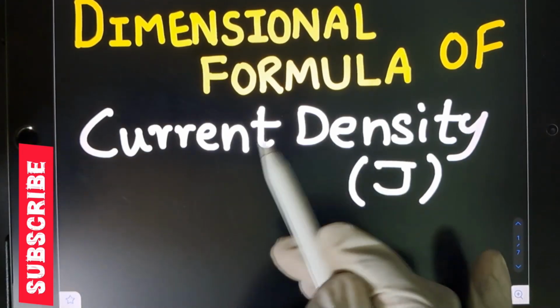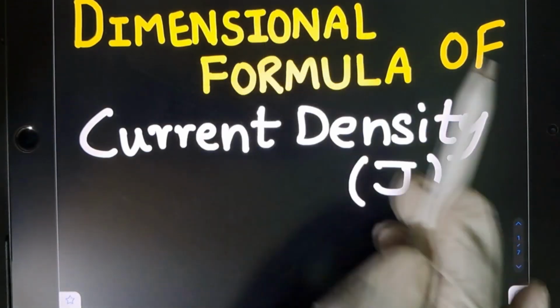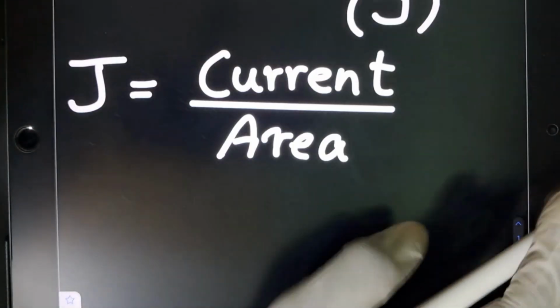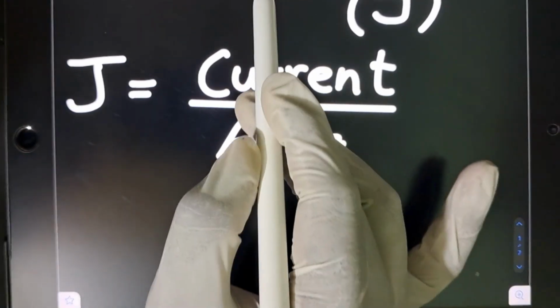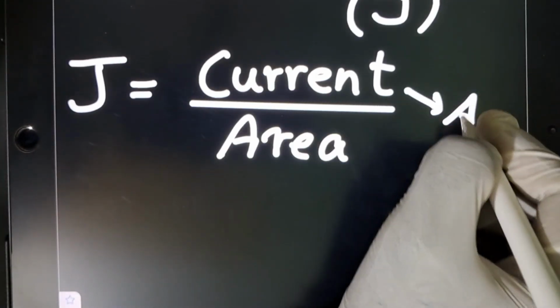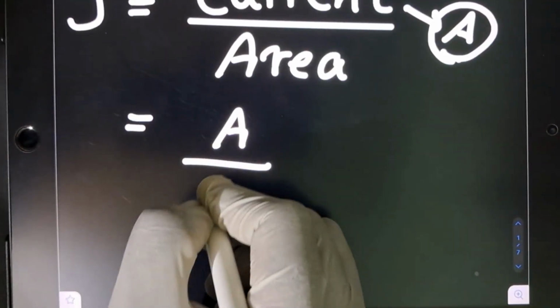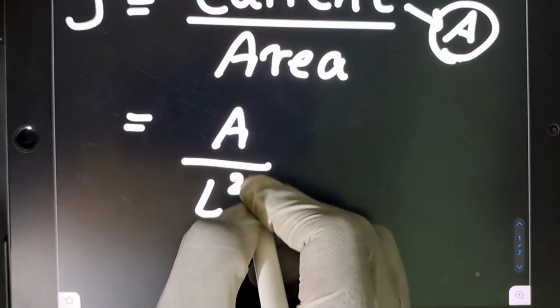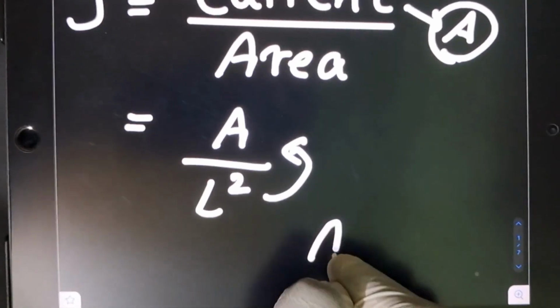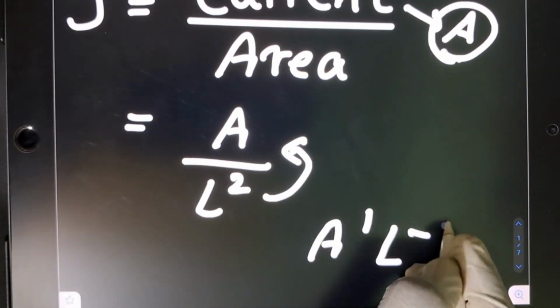To find the dimensional formula of current density denoted by the letter J. J is equal to current by area. Current is denoted by the letter A. So A by area, which is L power 2, length into breadth, L square. So on reciprocal we get A power 1, L power minus 2.